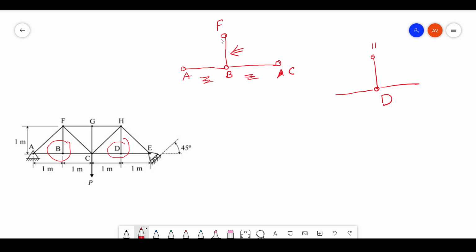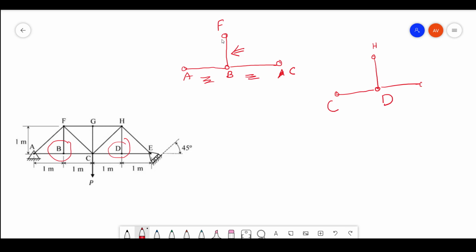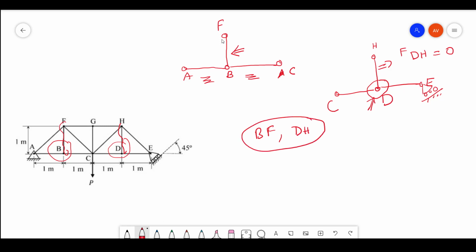Similarly, if you go to junction D, you have H, C, and you have E. Here you have a support reaction, but that is irrelevant because we are focused on whether there is a force at this point or not. That is the principle related, so it's not there. That means again you get the force at DH equal to 0. So basically this element, BF, and DH have zero force.